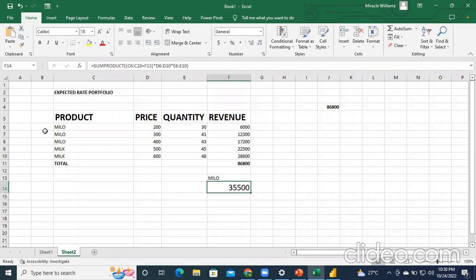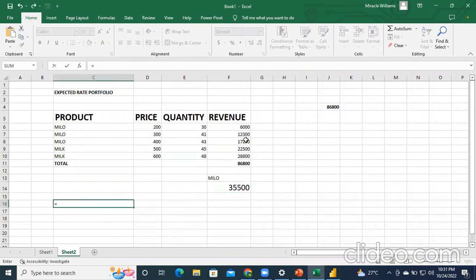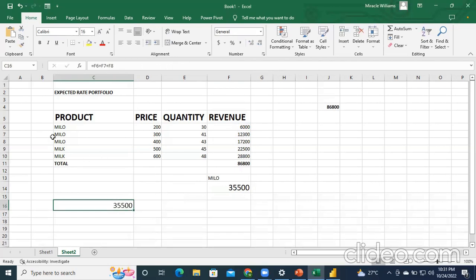So if you calculate this Milo, you will find out that you're going to get the same amount. We can try it. So let's say for Milo, we'll come here, we'll say equal to, let's say our Milo is this first one plus the second Milo product plus the third Milo product, which is this. So if we say enter, you can see it gave us how much? Same, 35,500. So the sum products, you must learn how to work with it. It's an advanced technique that helps you expedite your financial workflow.